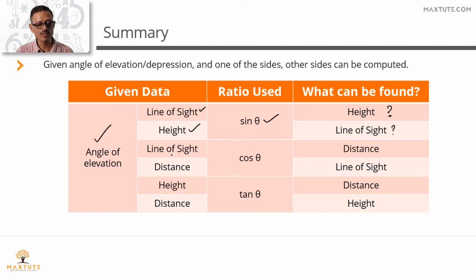Angle of elevation is known. Line of sight is known to compute distance, or distance is known to compute line of sight. Then we'll use cos theta. Angle of elevation is known. If height is known, distance is to be found, or if distance is known, height is to be found out. Then we'll go with tan theta.